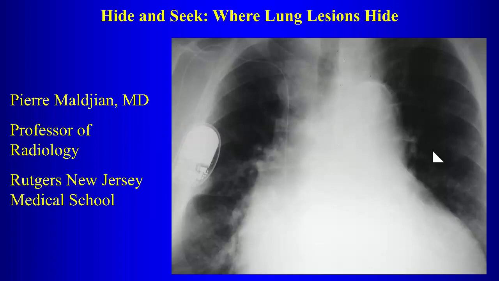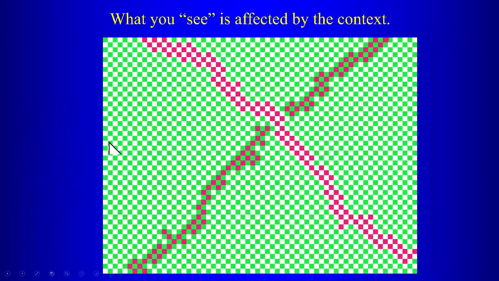Okay, so today we're going to talk about the blind spots on chest radiographs, so where lesions can hide on chest radiographs. Now, very much when you're dealing with perception, what you see is affected by the context. So a couple of optical illusions that I find kind of interesting here.